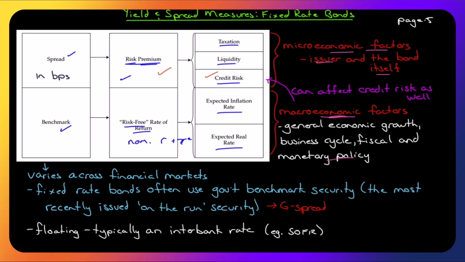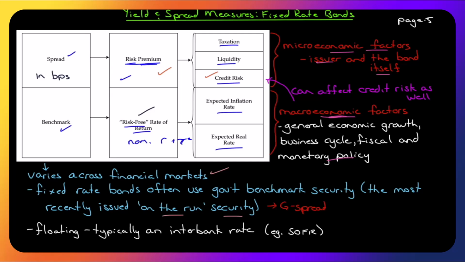There isn't just one benchmark yield for all risky bonds. It varies across financial markets. Some economies just have more general risk in their macroeconomic environment than other economies do, such as emerging market versus developed market. Fixed rate bonds often use the government benchmark security, which is the most recently issued on-the-run security. So when we're looking at what is a good proxy for the risk-free rate, it is typically the most recently issued benchmark security of the same maturity. We wouldn't use a recently issued 2-year government bond yield to compare against a 10-year corporate bond. We would use the 10-year government bond yield.